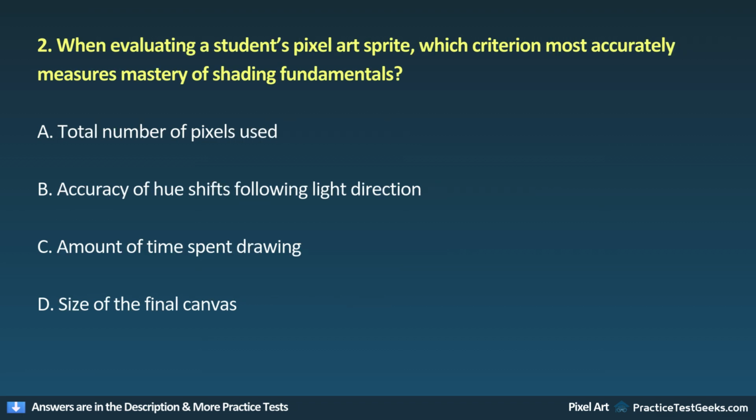2. When evaluating a student's pixel art sprite, which criterion most accurately measures mastery of shading fundamentals? A. Total number of pixels used. B. Accuracy of hue shifts following light direction. C. Amount of time spent drawing. D. Size of the final canvas.